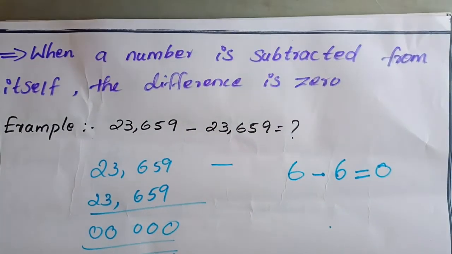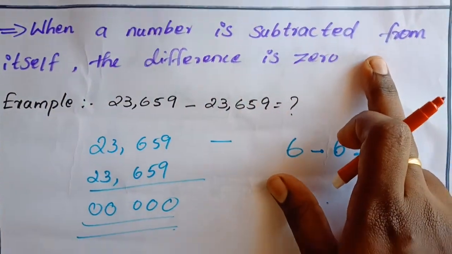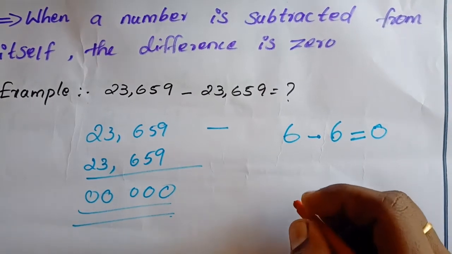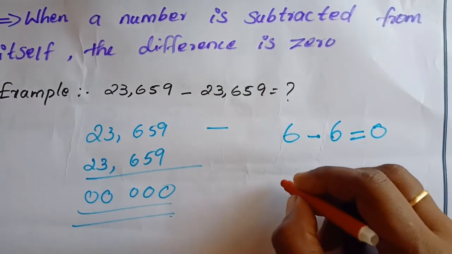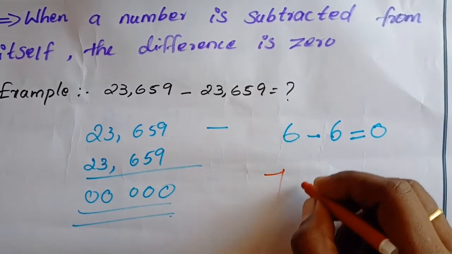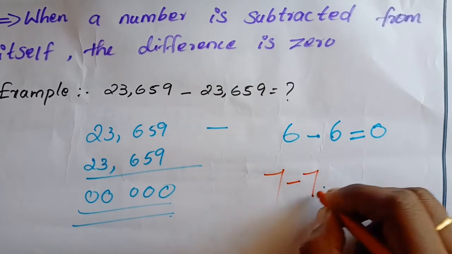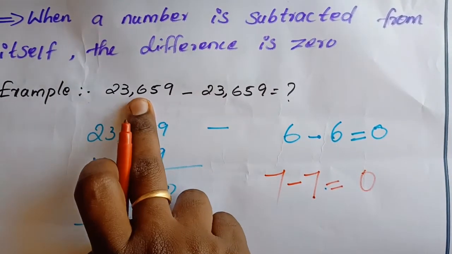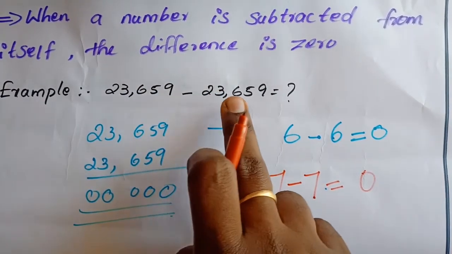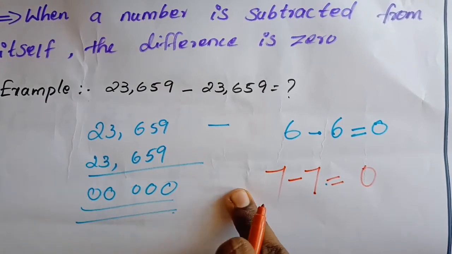When a number is subtracted from itself, the difference is 0. Itself means we take the same number and subtract it from the same number. For example, when 7 is subtracted from the number itself, write 7 minus 7. What will we get? 0. That is 23,659 minus 23,659. What is the answer? 0.